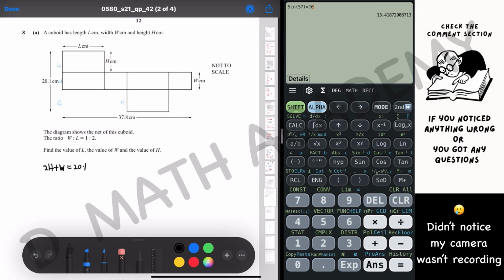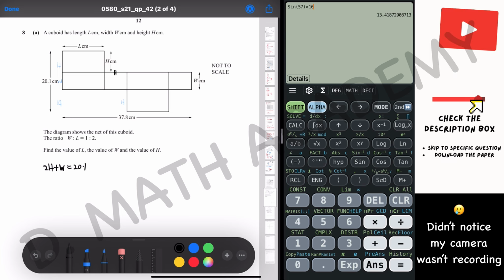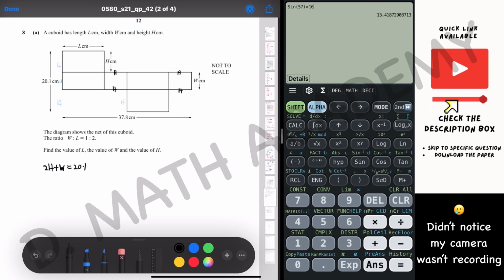On the other hand, kindly take note, because they are cuboids, this part is actually H, H, H, H. So you actually have another one which goes by 2L plus 2H equals 37.8. With this, you can proceed with your calculation. If you were to eliminate them, let's say this is your 1, this is your 2.